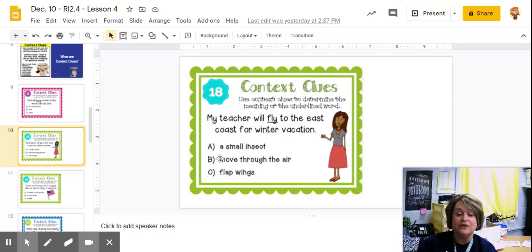My teacher will move through the air to the East Coast for winter vacation. Now, that still kind of sounds a little silly, but it does sound better than my teacher will flap her wings to the East Coast, because my teacher does not have wings. So sometimes it's a little tricky and you have to just use some of those things that you already know.